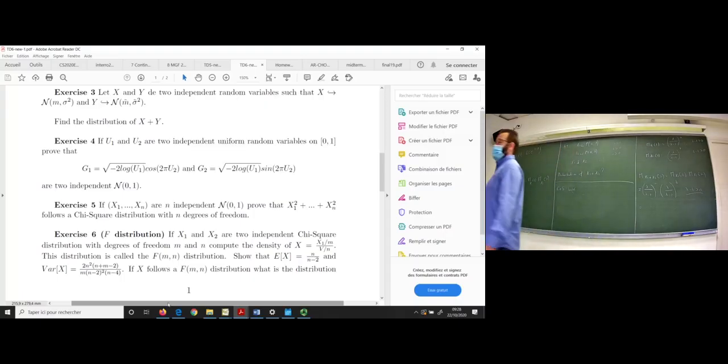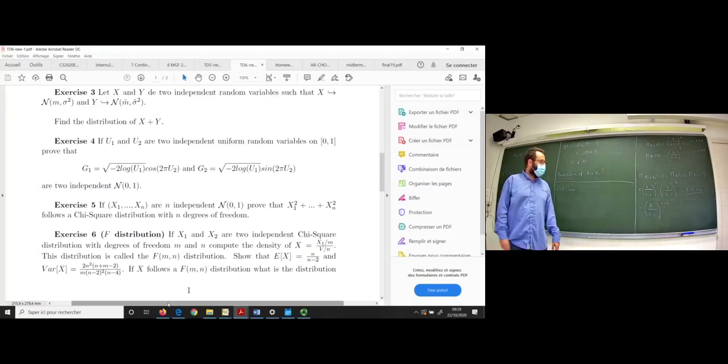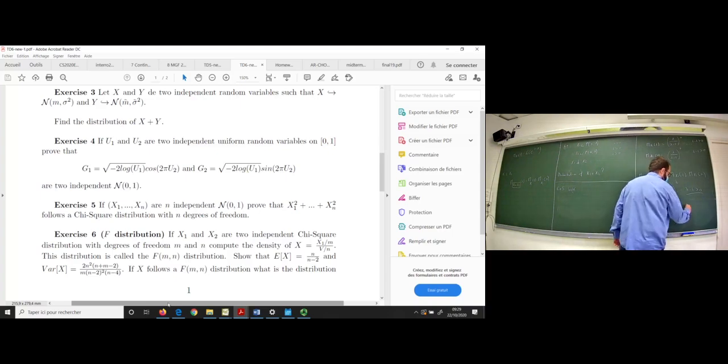If you don't have the same lambda, you still have the moment generating function of the sum, but the only problem is that you don't recognize something you know. In this situation, it's not the case because I can write it this way. And what I can say here is that I have the moment generating function of the gamma a plus b, lambda.